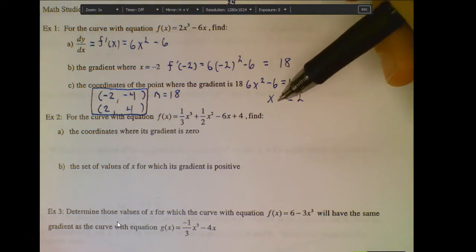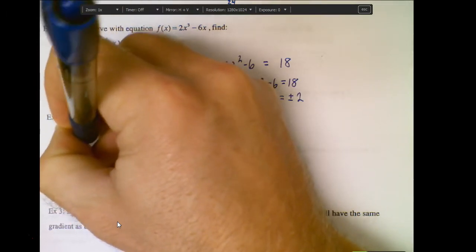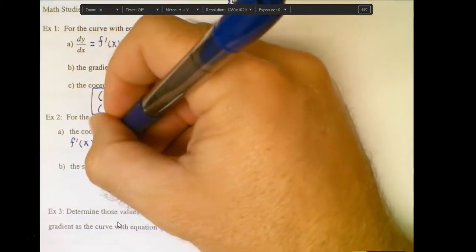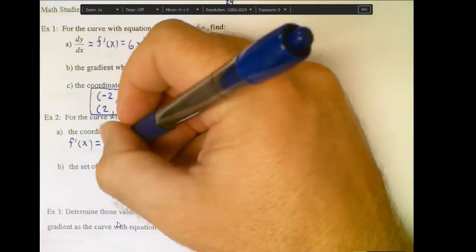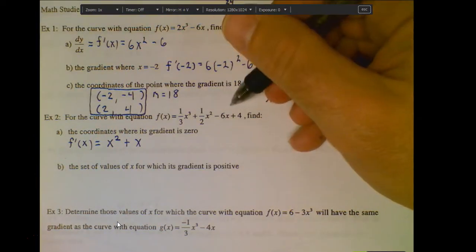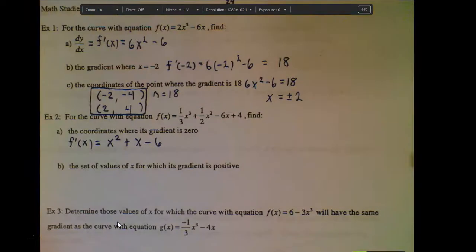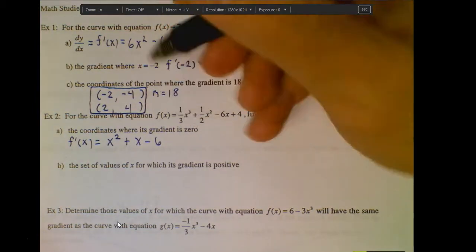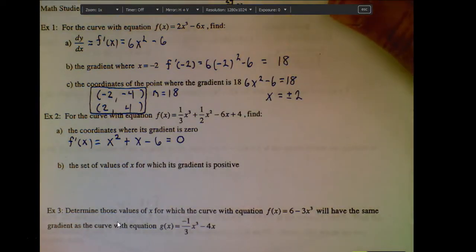So if you go through your power rule on this and find the derivative of our function, f prime of x, using the power rule on that, you're going to get x squared for the first term, 1x to the first for the next term. For the last term, -6, the constant goes away. So that's going to be our derivative function. And in this one it says the gradient is 0, so I'm going to set the derivative equal to 0 and solve for x.